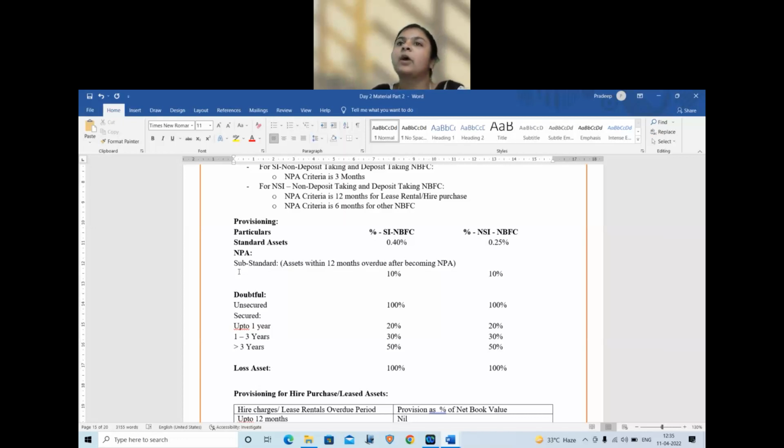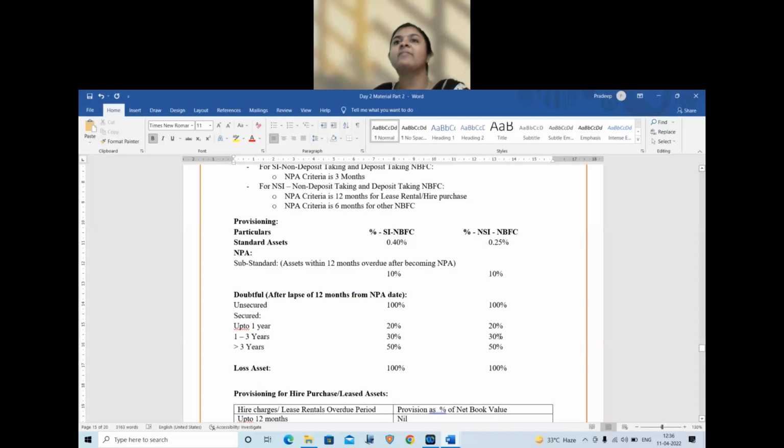Next, doubtful. So what is doubtful? For doubtful assets, after becoming NPA, for 12 months you are waiting and calling it as substandard. So after the 12 months period has lapsed, which is basically that 3 months plus 12 months, or for non-systemically 6 months plus 12 months criteria, the asset becomes a doubtful asset. So after lapse of 12 months from NPA date, still, if I have not received any money, then it becomes a doubtful asset.